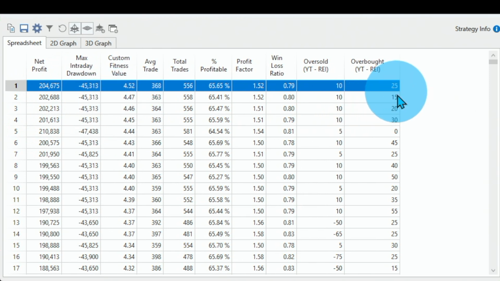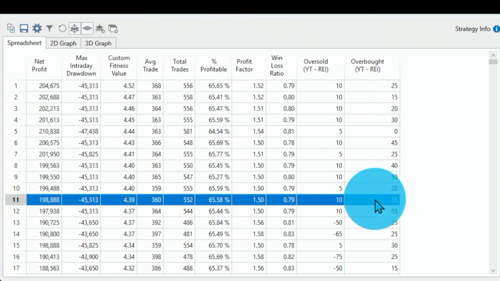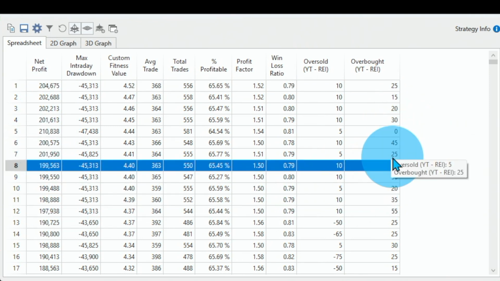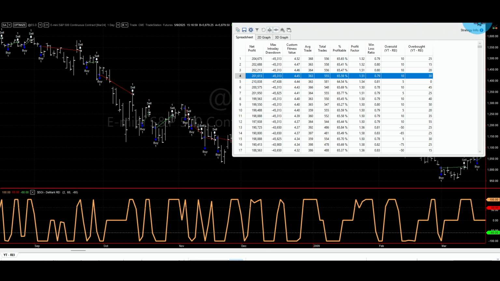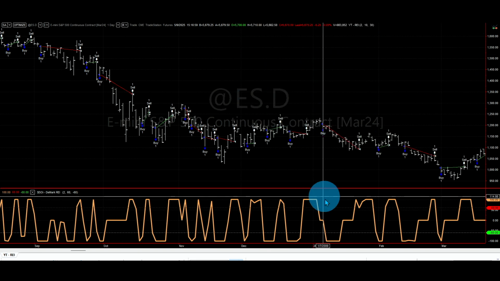Also, 10.25 is between 10.20 and 10.30. 10.35 is still very close in performance, and 10.40. So they are all very close in performance. So let's pick 10.30. And this is something, not the peak. And this is our strategy now.